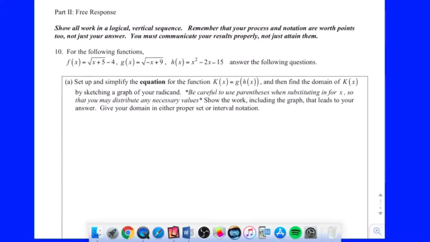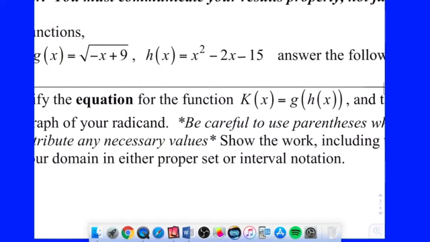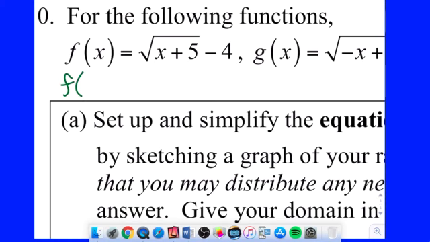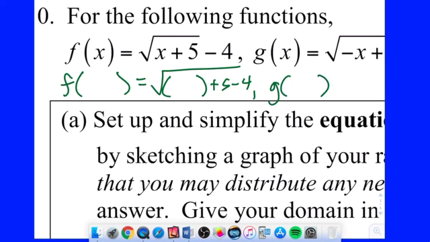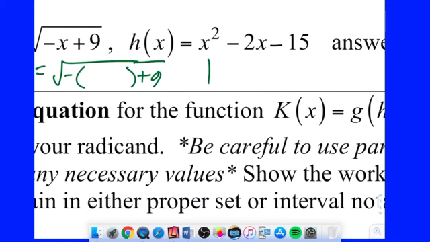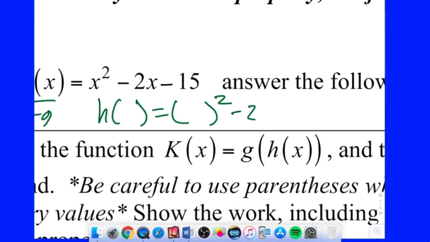We got some time. I'm going to point out the proper way to do it and the common mistakes. So we have 3 functions, f, g, and h, and we need to answer the following questions. Well, the first thing you could do is to say f of blob equals the square root of blob plus 5 minus 4. G of blob is equal to the square root of negative blob plus 9. And then the last one could be h of blob equals blob squared minus 2 blob minus 15.